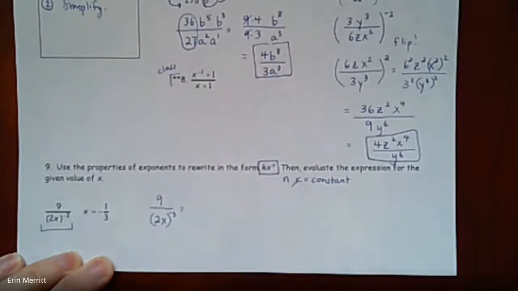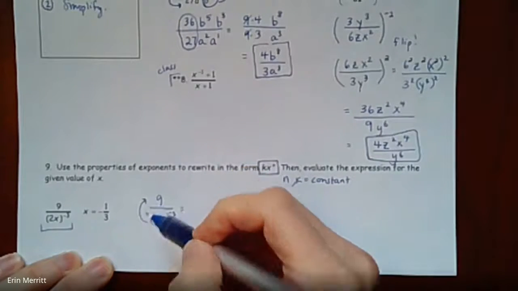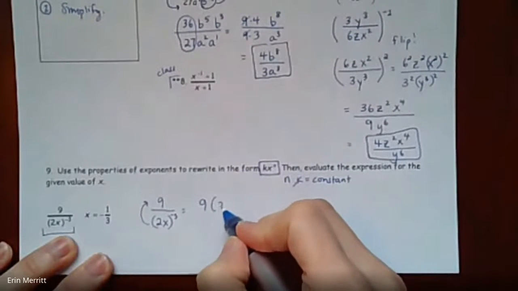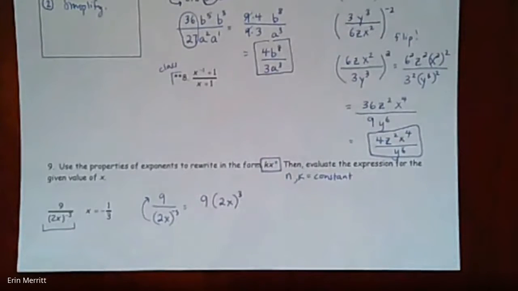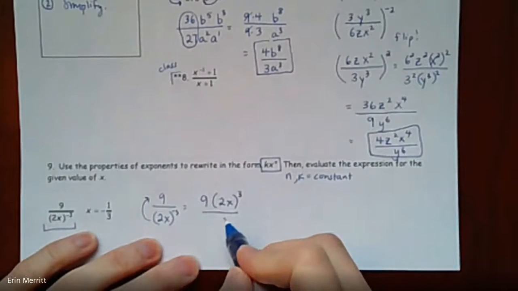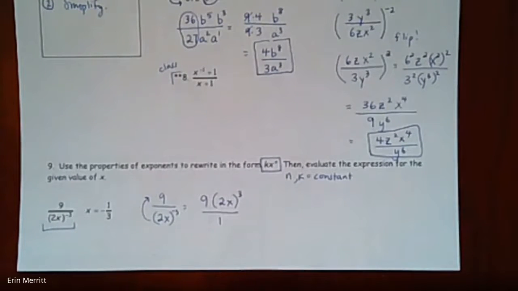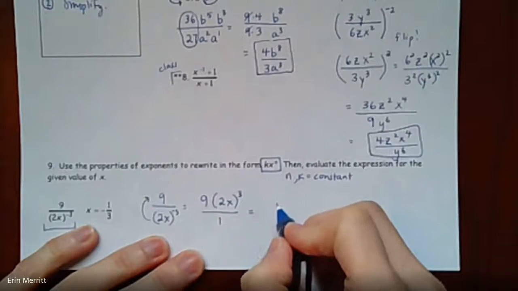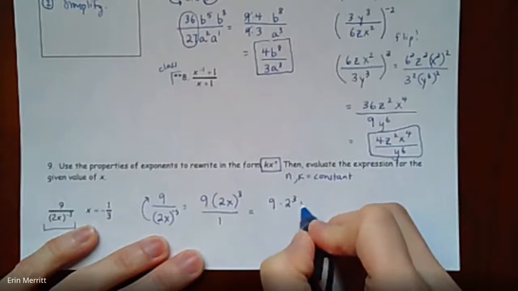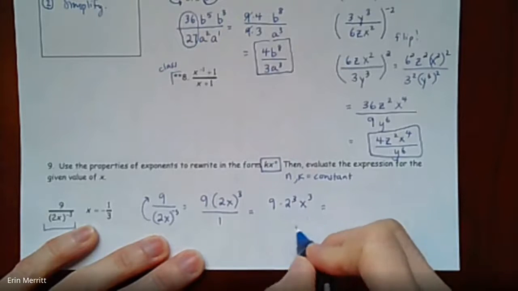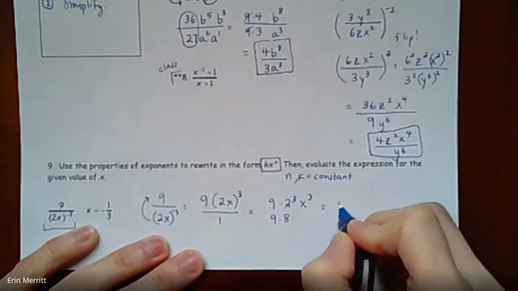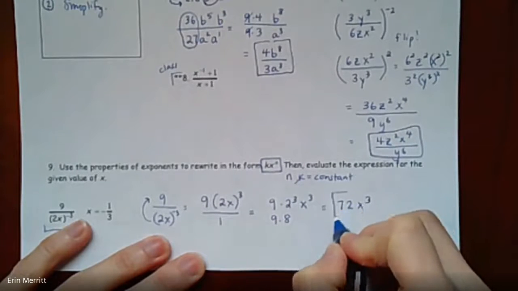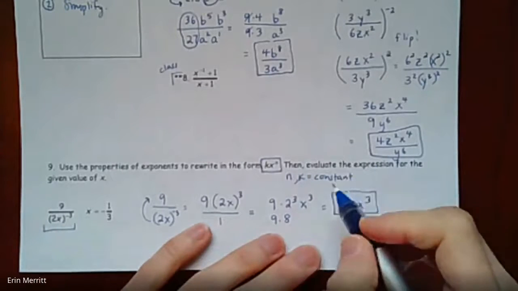I'm going to take that whole expression and bring it up to the numerator. So it's going to be 9 and then times 2x, that quantity, cubed. The denominator that I'm left with is now just 1 all by itself. So I can essentially just ignore it. All right, this becomes 9 times 2 cubed times x cubed. Well, this is 9 times 8, so that'll give me 72. And then x to the third power. That's the first part. This is considered the kx to the n part.